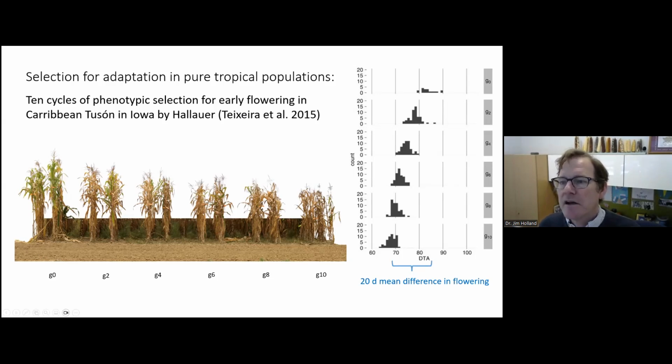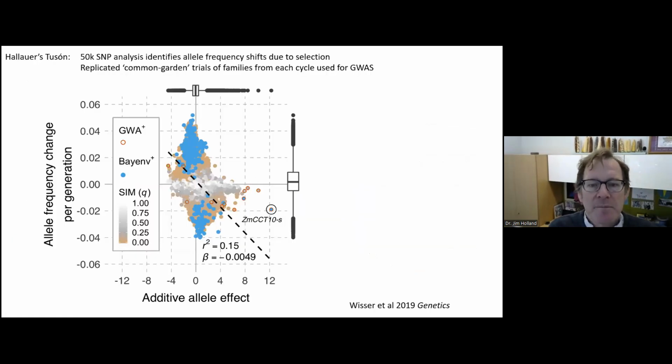So this is the original generation 0 population. The mean flowering time was something like 82 days after planting. And then by 10 generations of selection, Arnold Hallauer was able to reduce that by about 20 days. So this is not adapted, but this is basically in the adapted range. Just by doing phenotypic selection and repeated recurrent selection, you can move the phenotypes of these populations. We had the question of what the genetic basis of these differences is.